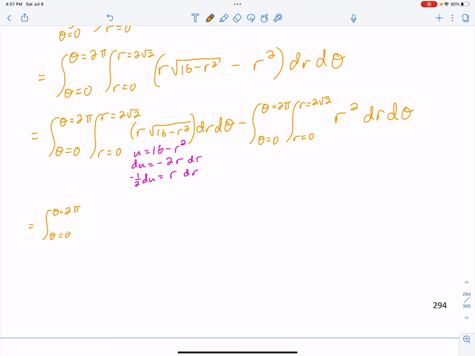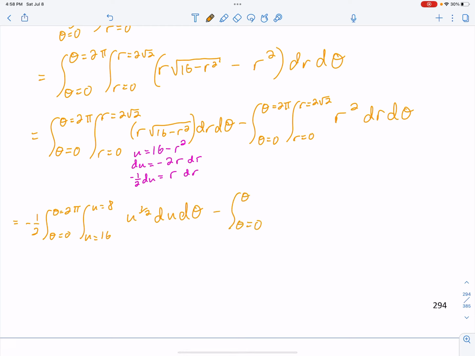And then we can go ahead and do our u's here. If I plug in r equals 0, I get 16 here. If I plug in 2 root 2, or I think square root of 8, I get 8, which is going to give me an 8 there. And then now I can change this to u to the 1/2. And then let's put our negative 1/2 out front that we have to add in. All right, du d theta. There we go. Now this one we can go ahead and start integrating.